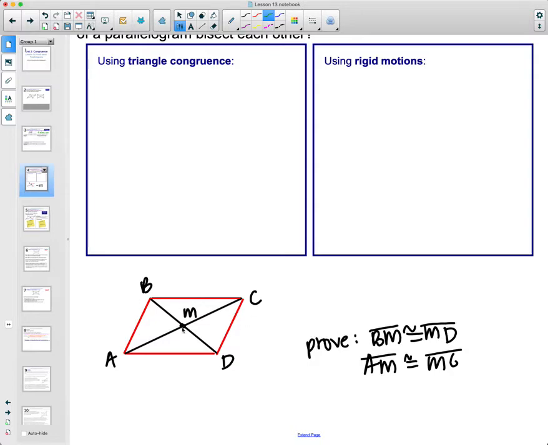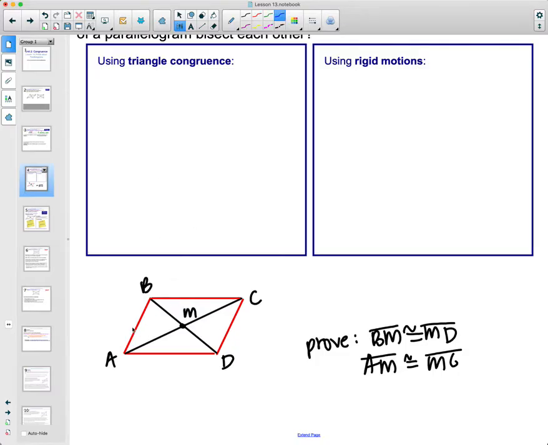Thinking about this, it seems to make sense that if we're doing triangle congruence, maybe we want to prove two sets of triangles are congruent so we can steal their pieces. You can pick whichever set of triangles you want. So this top set here, BCM, is going to be congruent to this bottom one. I think we can prove that, or we can prove left and right. So I'm just going to do left and right.